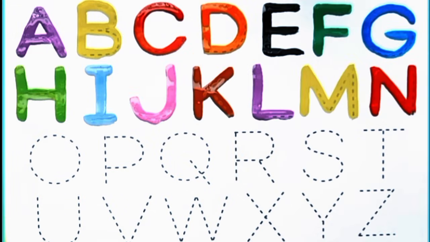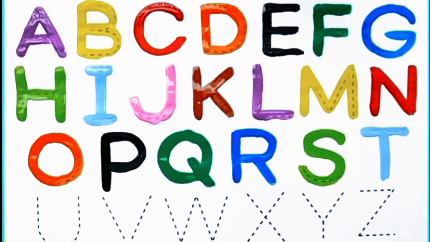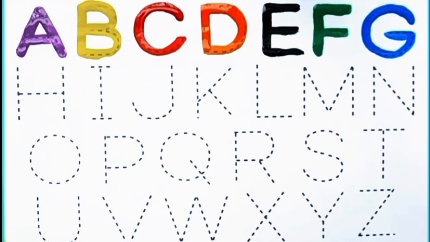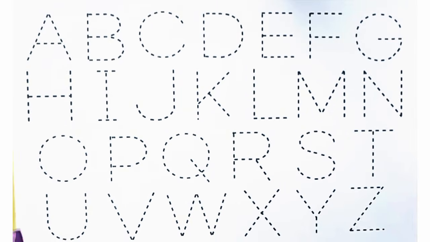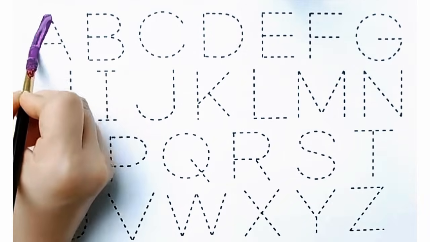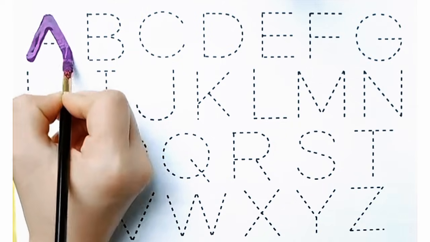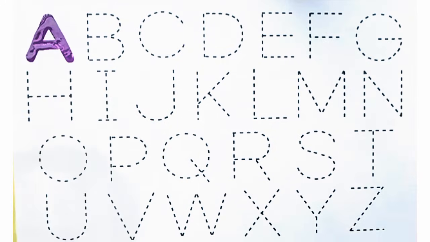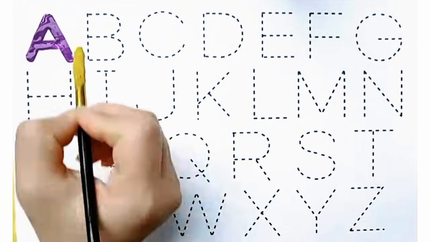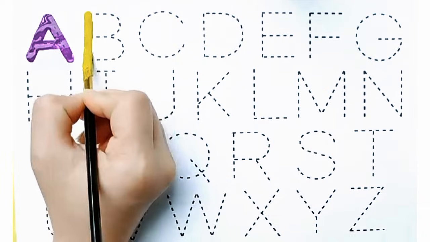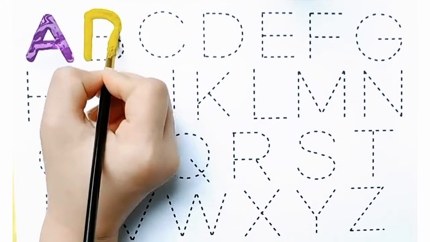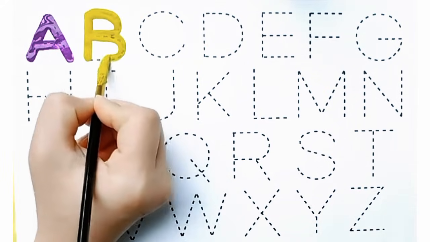English alphabet. Write and learn A, B, C, D. A for apple, B for ball. A for apple. A for apple. B for banana. B for banana.